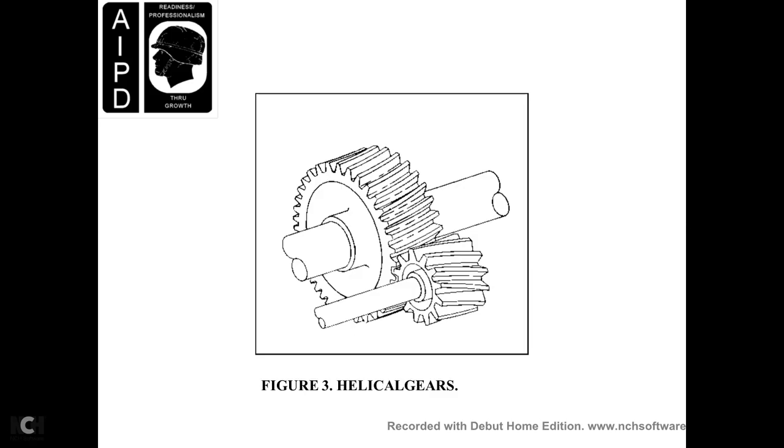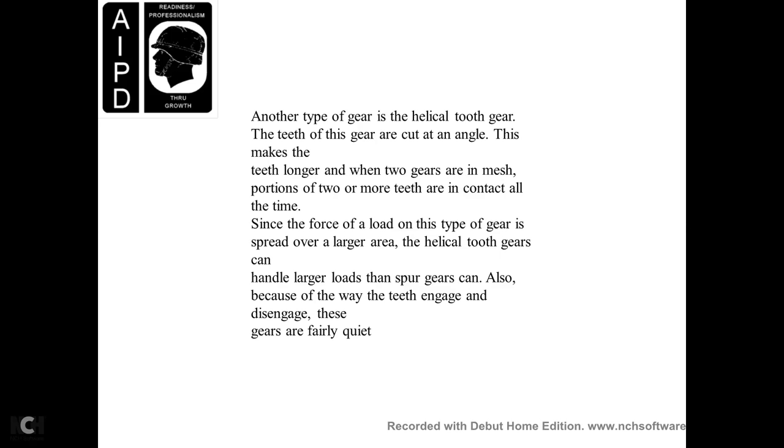Figure 3, helical gears. Helical gears are a type of gear with helical teeth. The teeth of the gear are cut at an acute angle, so that the teeth of the two gears mesh with a portion of two or more teeth in contact at all times.